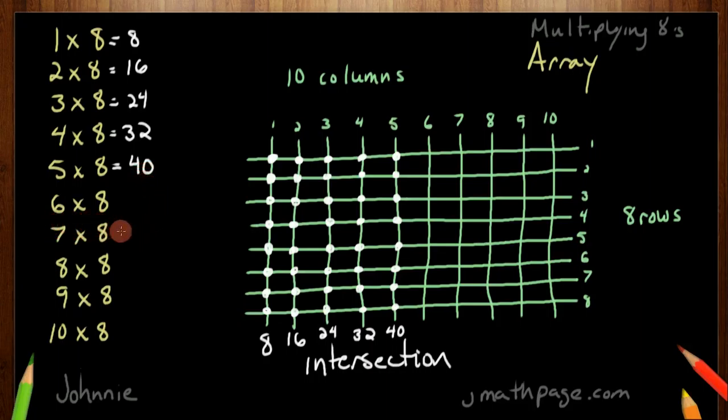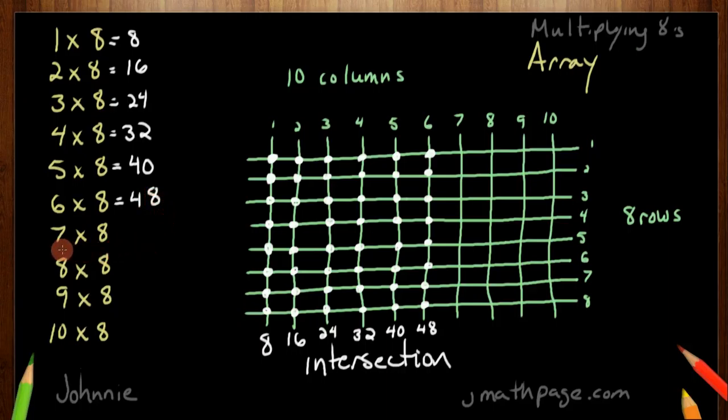And 6 times 8, 6 columns, 8 rows. Here's our 6th column. Let's go ahead and add all of these intersections. Okay, I had 40 before, now I'm adding 8 more, so this should take me to 48. Now I have 48 intersections altogether. So that tells us that 6 columns and 8 rows gives us 48 intersections altogether.